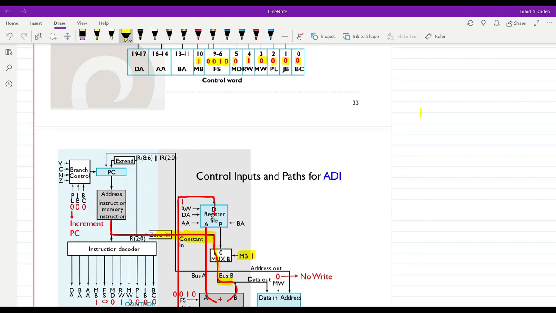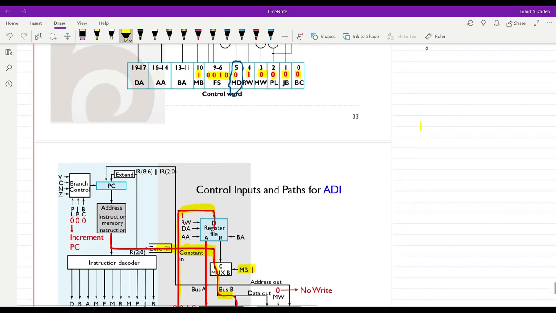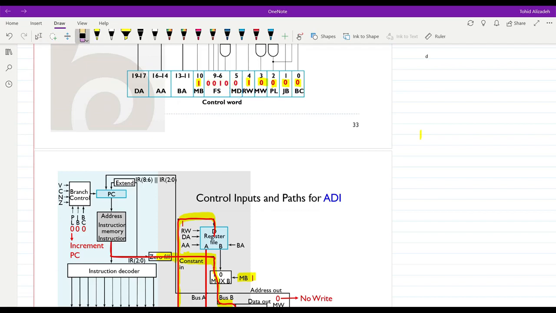Then for MD we have 0. MD is equal to 0, and it means that the result that we get from the function unit will be passed through over this bus, and it will be available, you can see the path, as the data input to our register file. Let me just clean this and then I will highlight them again. Okay, so till now we have considered MD.